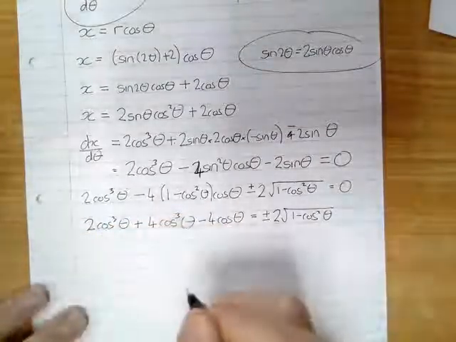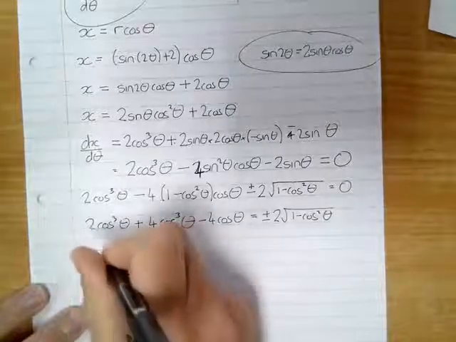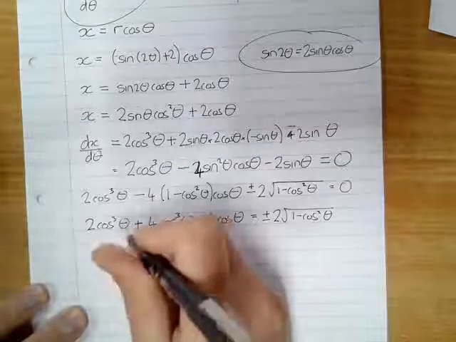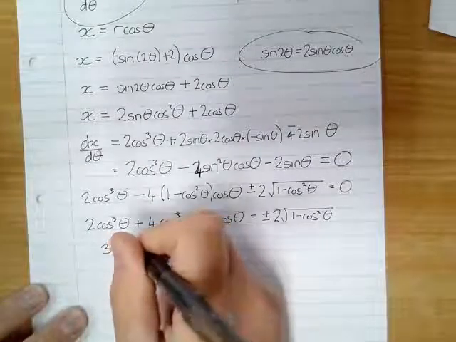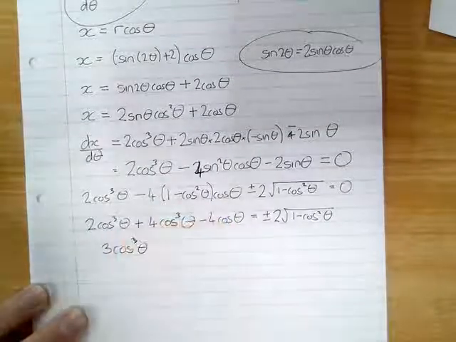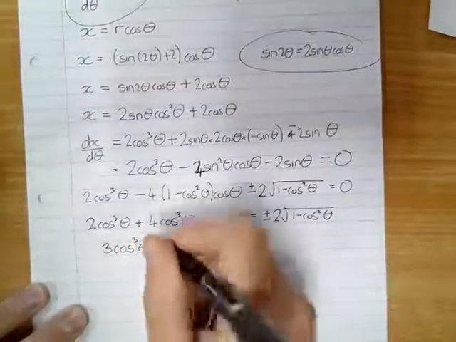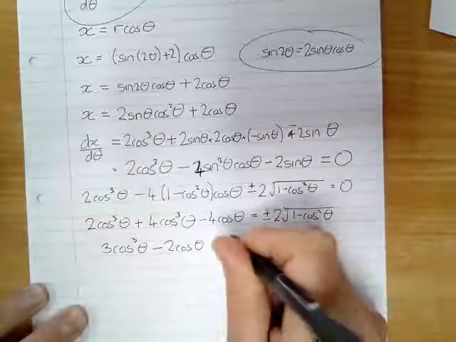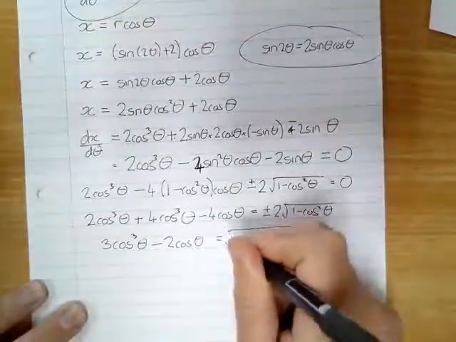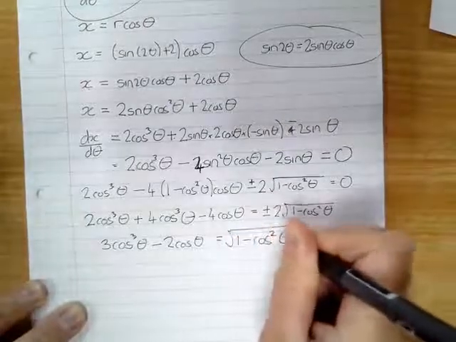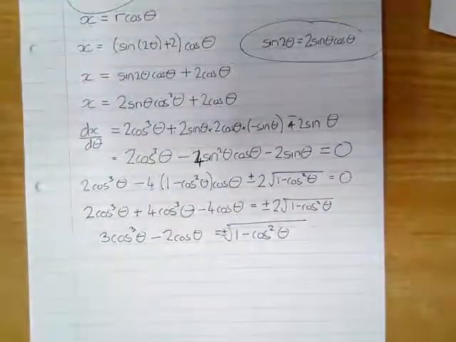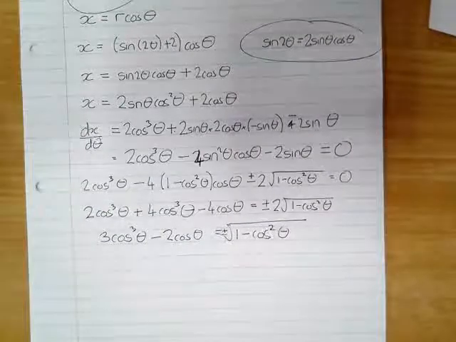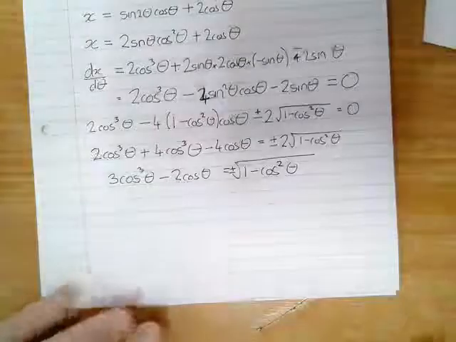Take out a factor of 2, combine these, so that would be 6. Take out a factor of 2 would be to make it a 3. So it's 3 cos cube theta, and then this minus 2 cos theta is equal to the square root of 1 minus cos squared theta, plus or minus in front. So I've taken out a factor of 2 from everything. Right, now we're going to square both sides.